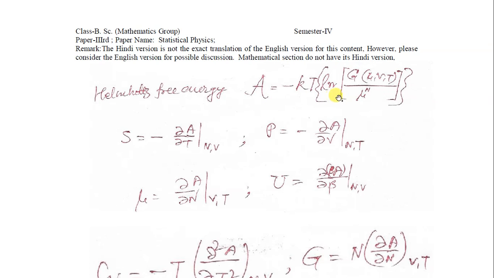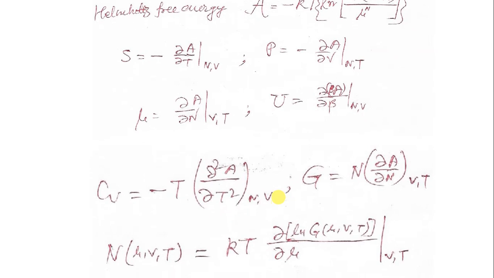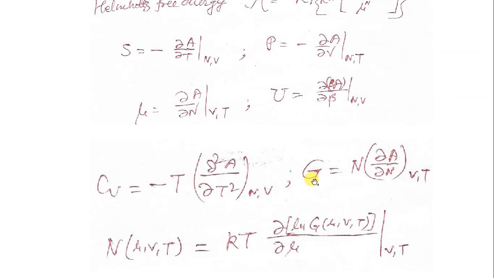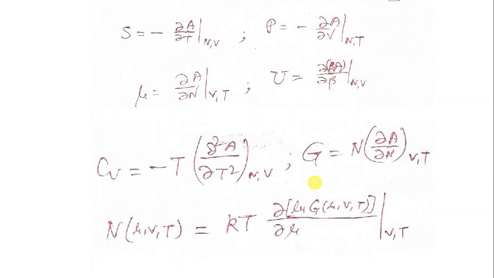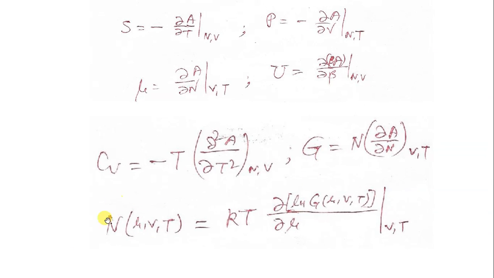In this case you have G(mu,V,T) upon mu power N, right? From there you can determine entropy, pressure, chemical potential, internal energy or energy of your system, specific heat, and the number of particles or number of oscillators in your system. The detailed approach of this grand canonical ensemble theory one can see through my lectures and the material which I have circulated to students. So this completes your ensemble theory.